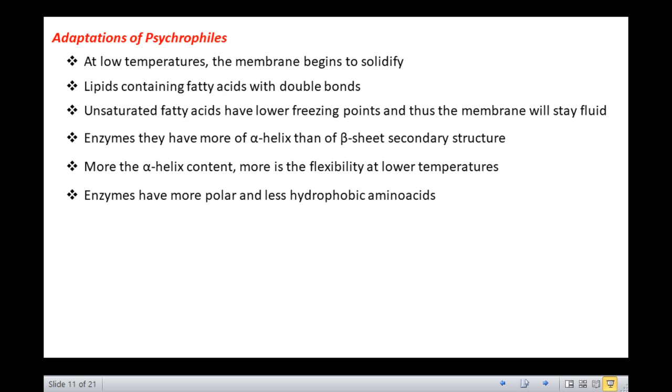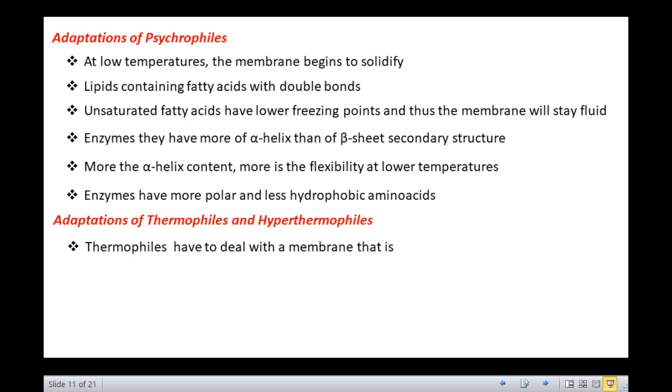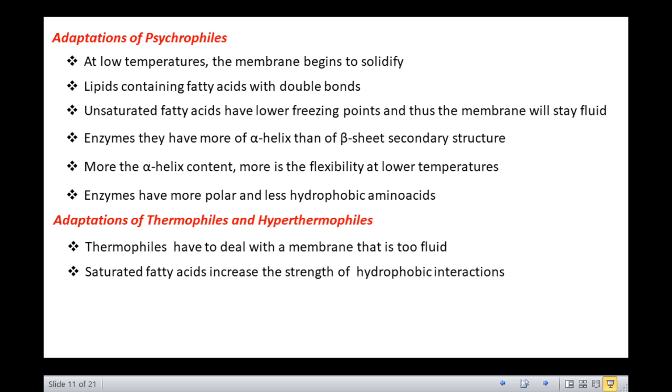Coming to the adaptations of thermophiles and hyperthermophiles, at the higher temperatures, the thermophiles have to deal with a membrane that is too fluid. This great stress might allow the leakage of cytoplasmic contents into the environment. Under these conditions, more long chain fatty acids lacking double bonds are used in the synthesis of membrane lipids. Thus, saturated fatty acids increase the strength of the hydrophobic interactions in the membrane and help hold it together.